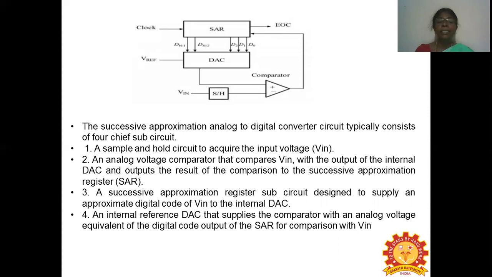Fourth, an internal reference digital to analog converter that supplies the comparator with an analog voltage. That is, the digital to analog converter produces the analog voltage that is given as one of the inputs for the comparator.